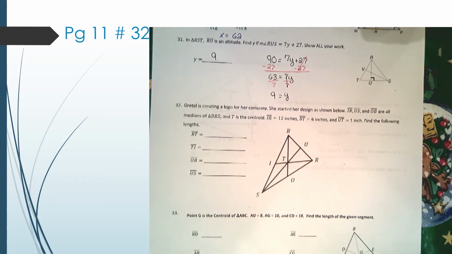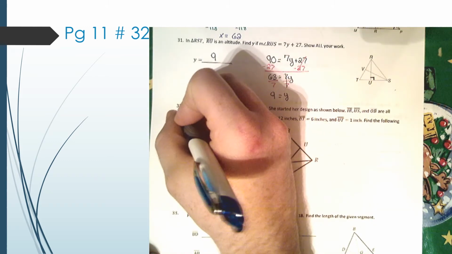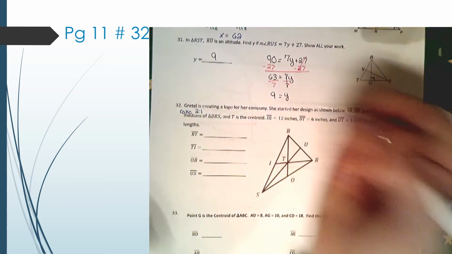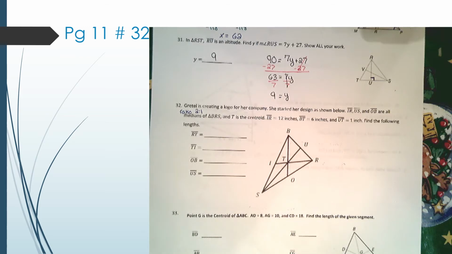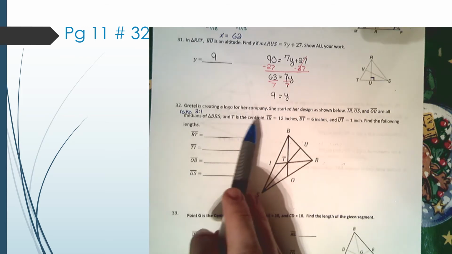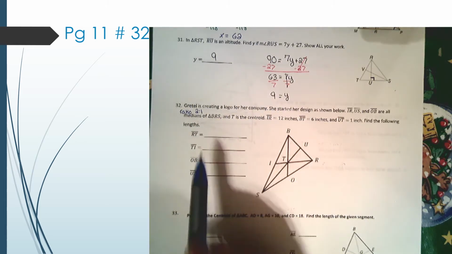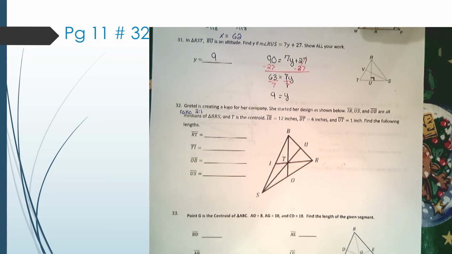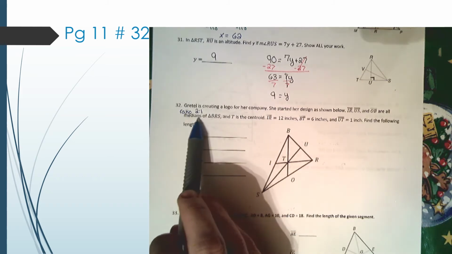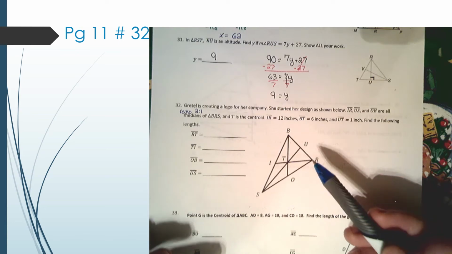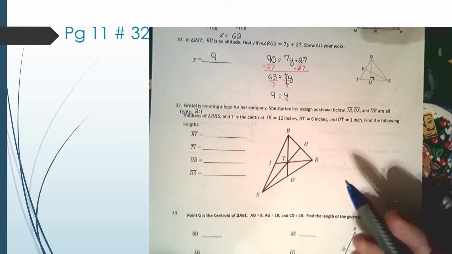Find the following lengths. So few things to note. It says you're dealing with medians. So if you have medians, you're going to be dealing with a ratio of 2 to 1. So that's something to know. And then you have centroid, and what we know is centroids are created by medians, which they said earlier. Something I actually like to do when I'm doing a problem like this is when I'm dealing with these ratios, I like to actually draw these lines outside of the triangle to make it a little bit neater.